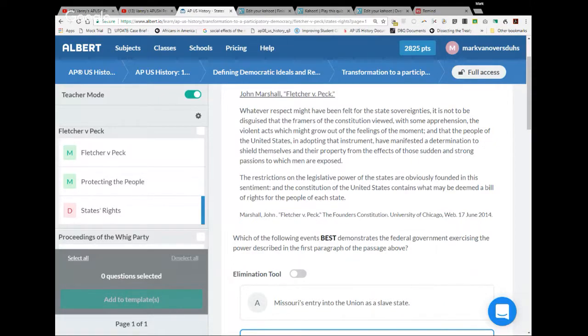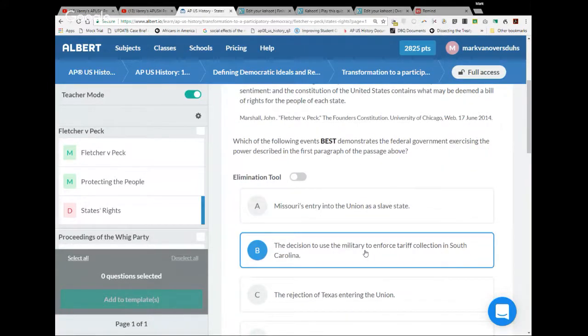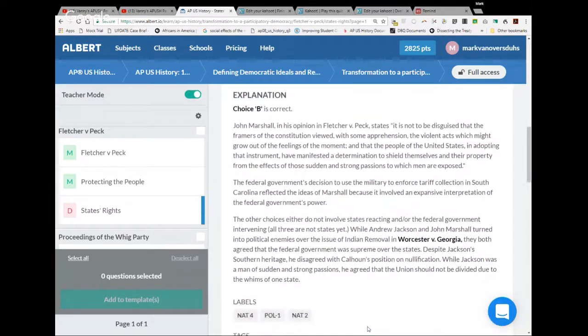Jessica says, in a case involving land fraud in Georgia, Marshall concluded that the state could not pass legislation voiding a contract. Peck says that it was valid and legal. And it was the first time the Supreme Court declared a state law to be unconstitutional and invalid. So you're saying that that refers to the decision to use the military to enforce tariff collection in the South. Let's put that down. And you are correct. Now, take a quick look at that one, that little explanation, for those of you who are taking some notes.